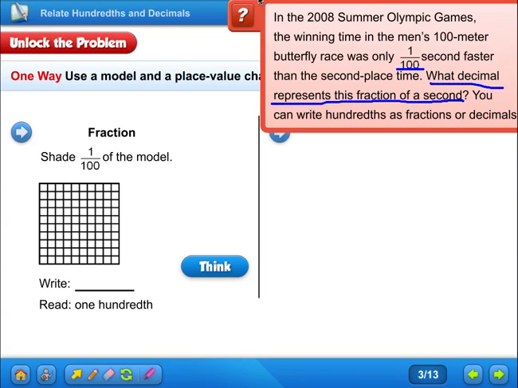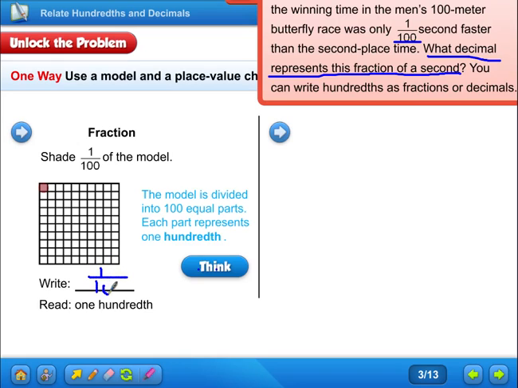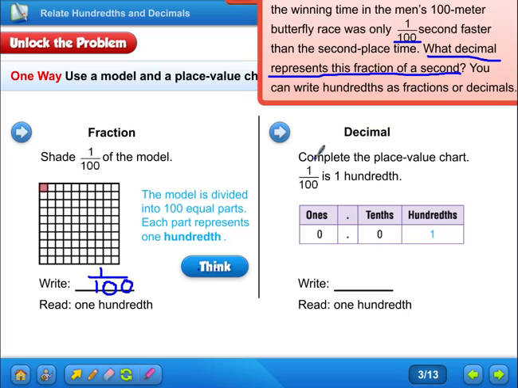So, let's click here. I'm going to scooch this up just a little bit. Yesterday, in the lesson previous, if you remember, this was broken into 10 pieces. Today, it's broken into 100 pieces. So we're going to shade 1/100th of the model, which would be one piece. How are we going to write that as a fraction? The model is divided into 100 equal parts. Each part represents 1/100th. So we're going to write it 1/100. There you go.